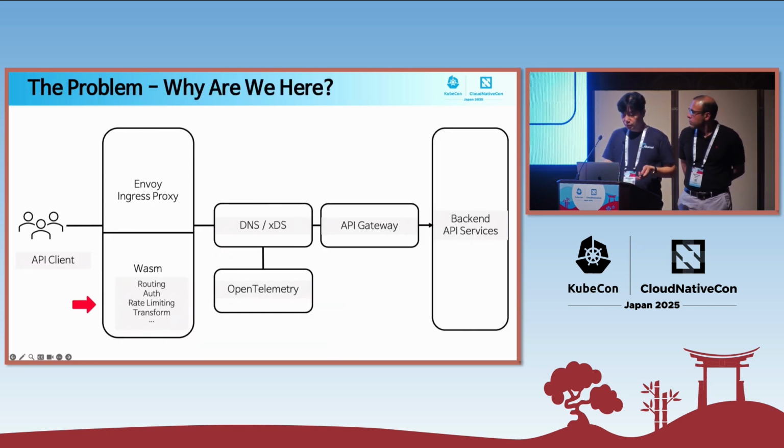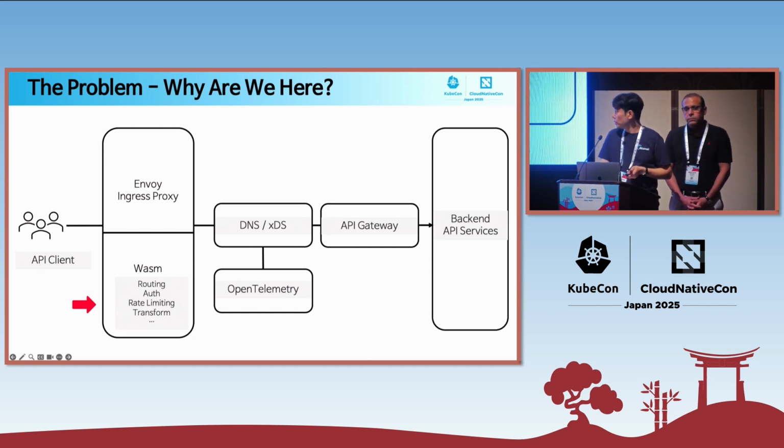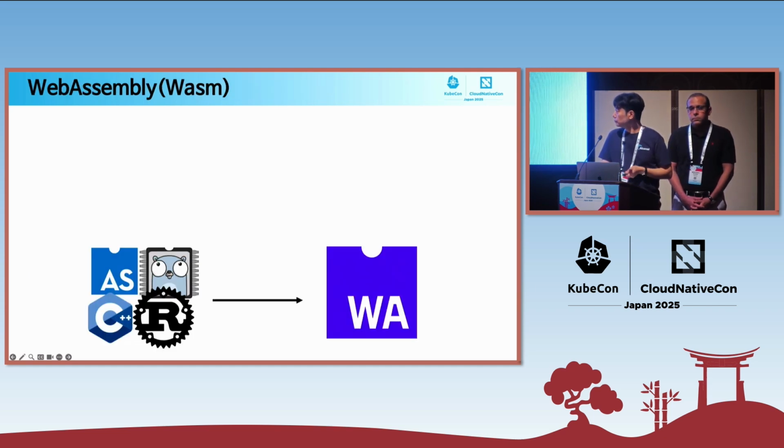Thinking about the problem here, this diagram again illustrates the central role Envoy plays in handling API traffic. It connects the API client to the backend service, so it has many logics and policies at the edge. But to adapt this logic quickly without recompiling Envoy, we need Wasm. So let's look at Wasm once again.